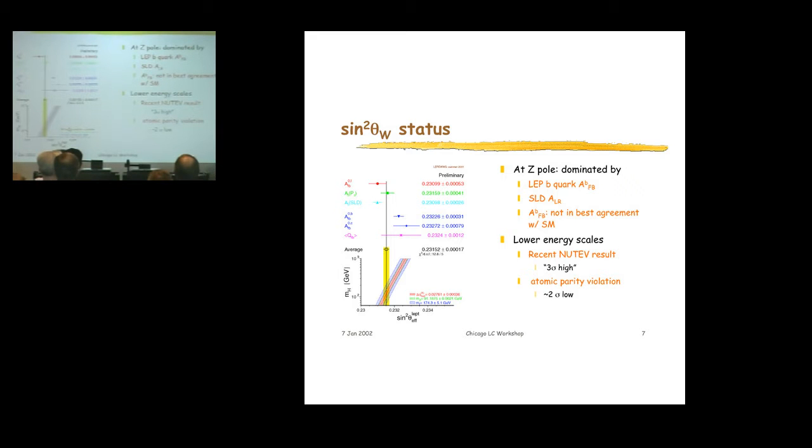If you go to lower energy scales, the recent NuTeV result, if you try and compare to these numbers, comes out to be about 3 sigma high. If you go down to even lower energy scales, the atomic parity violation is about 2 sigma low. And so it's a little disconcerting in terms of understanding how well we understand something that is so fundamental to our electroweak theory. And it would be nice to see which, if any, of these deviations would hold up under a much more precise measurement.